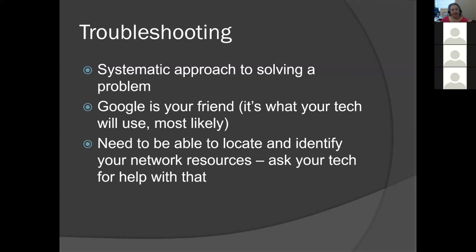You can say, okay, well, the link light is on, but none of the other lights are on, or the link light is blinking orange. And you need to be able to know where your modem is. That's the device that the internet comes into your library through. So that probably will be owned by your ISP, possibly.